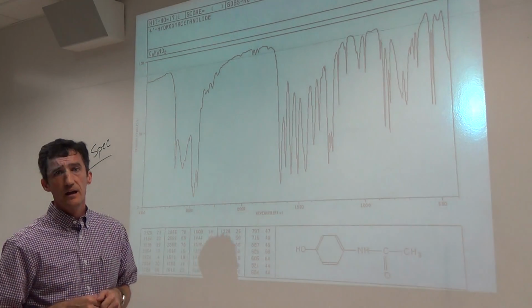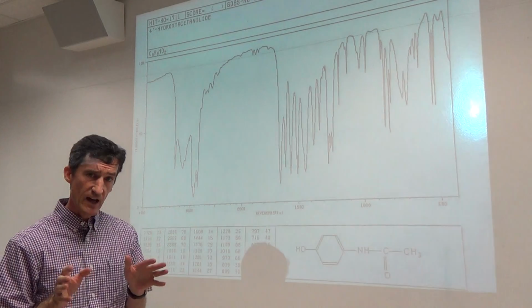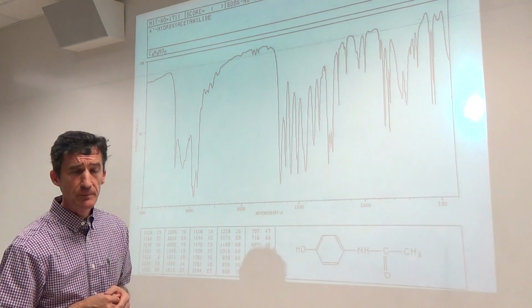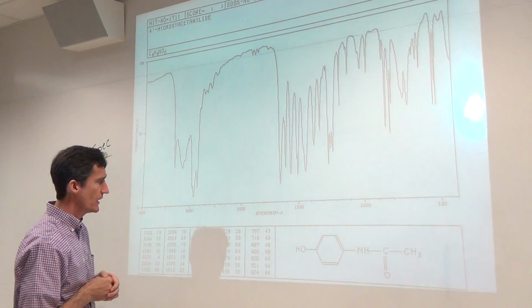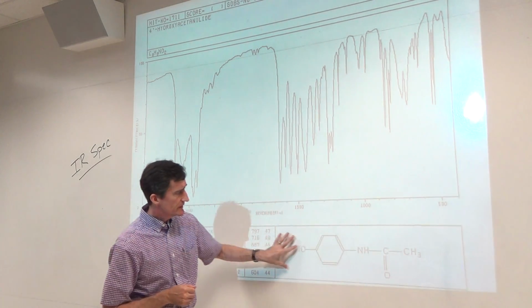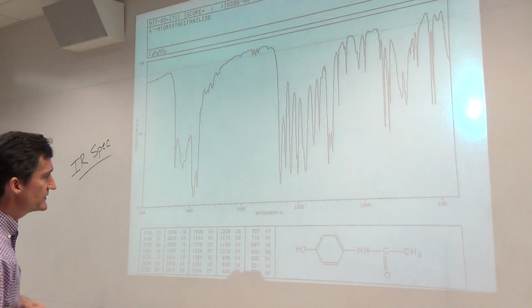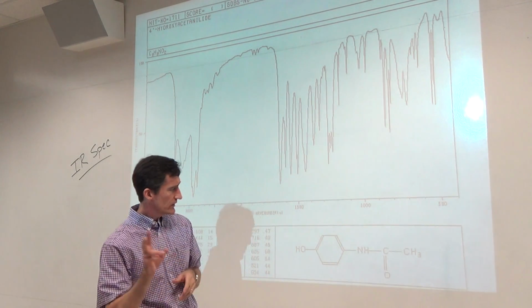Hi guys, in this video I'm going to discuss IR spectroscopy. I'll begin by showing an IR spectrum of acetaminophen. Here's the structure of acetaminophen. It's a compound many of us have taken. It contains a variety of functional groups, or at least two.